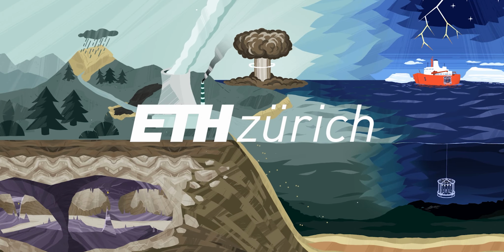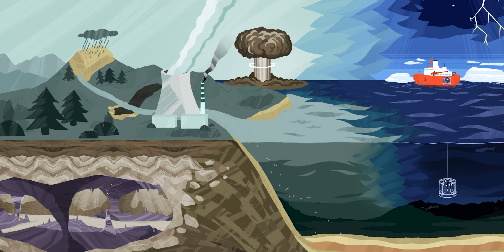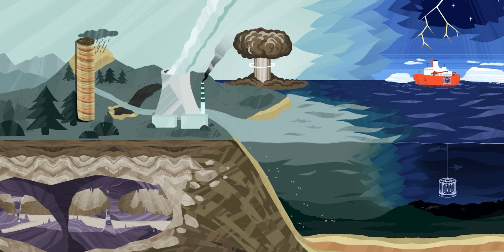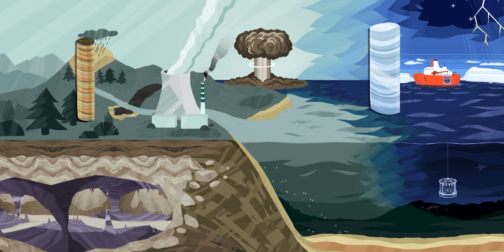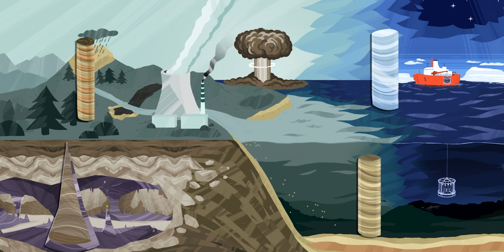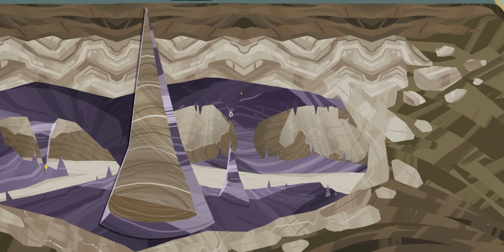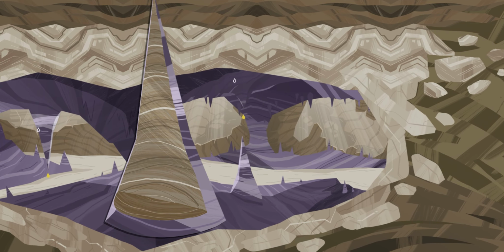Our environment holds many stories of climate change. They are stored in what we call climate archives. Tree rings, for example, ice cores, marine sediments, and speleothems. Let's take a closer look at speleothems and why they are a special kind of climate archive.